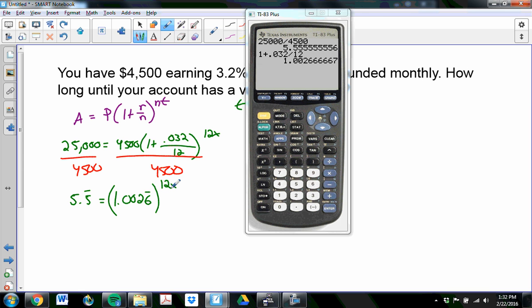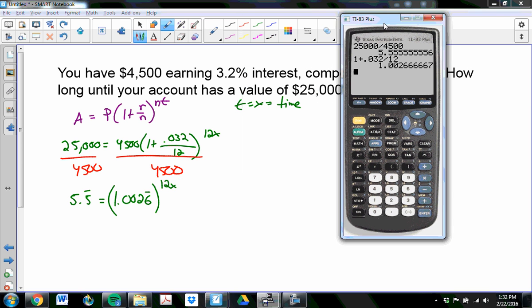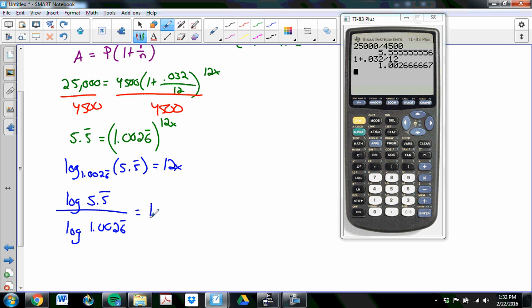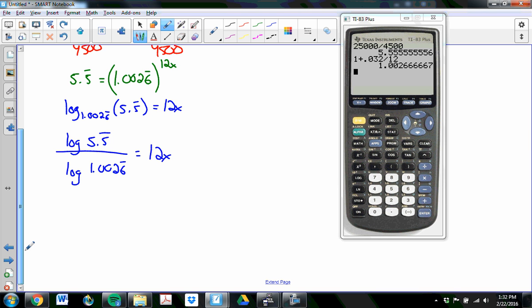And this is now just another logarithm problem, another exponential problem like we've been doing. I've got everything down to just the base and what it's equal to. If I wanted to convert this into log form it would look like this. Log base 1.0026 repeating of 5.5 repeating equals 12x. And then I can do the change of base formula. Log of 5.5 repeating divided by the log of 1.0026 repeating equals 12x. And then I would divide all of that by 12 or multiply it by 1/12.